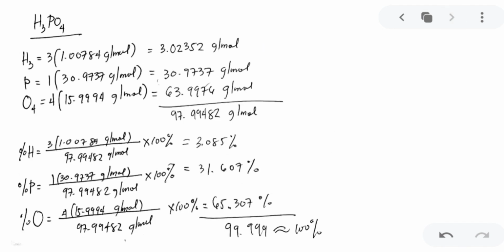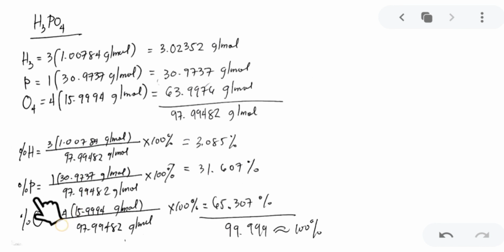Another example I have here is phosphoric acid, H3PO4. The first thing that we need to do is find the molar mass. To find that, you multiply the individual numbers of each element by their respective atomic mass. For hydrogen, we have 3 pieces multiplied by its atomic weight, and we have this value. For phosphorus, we have 1 piece multiplied by its atomic mass, and this is the answer. For oxygen, we have 4 multiplied by its atomic weight, and then we have this value. Add that up, and you will have the molar mass of 97.99482 grams per mole.